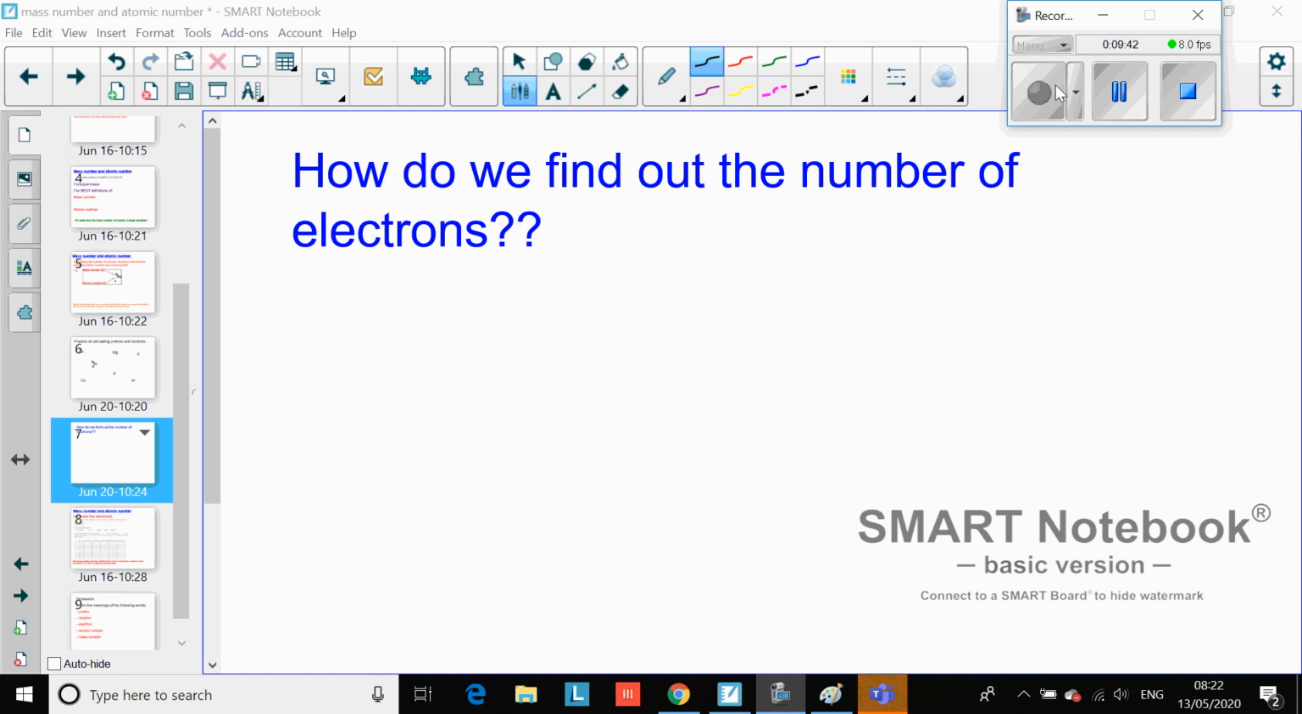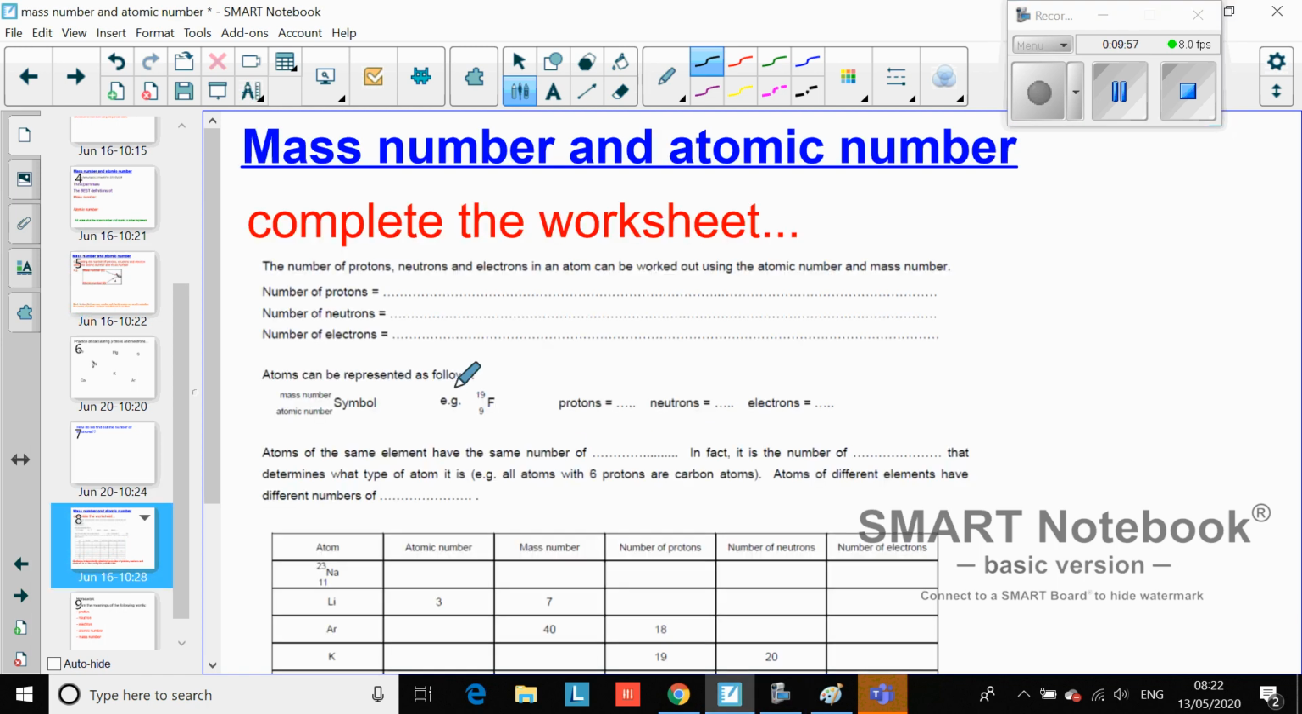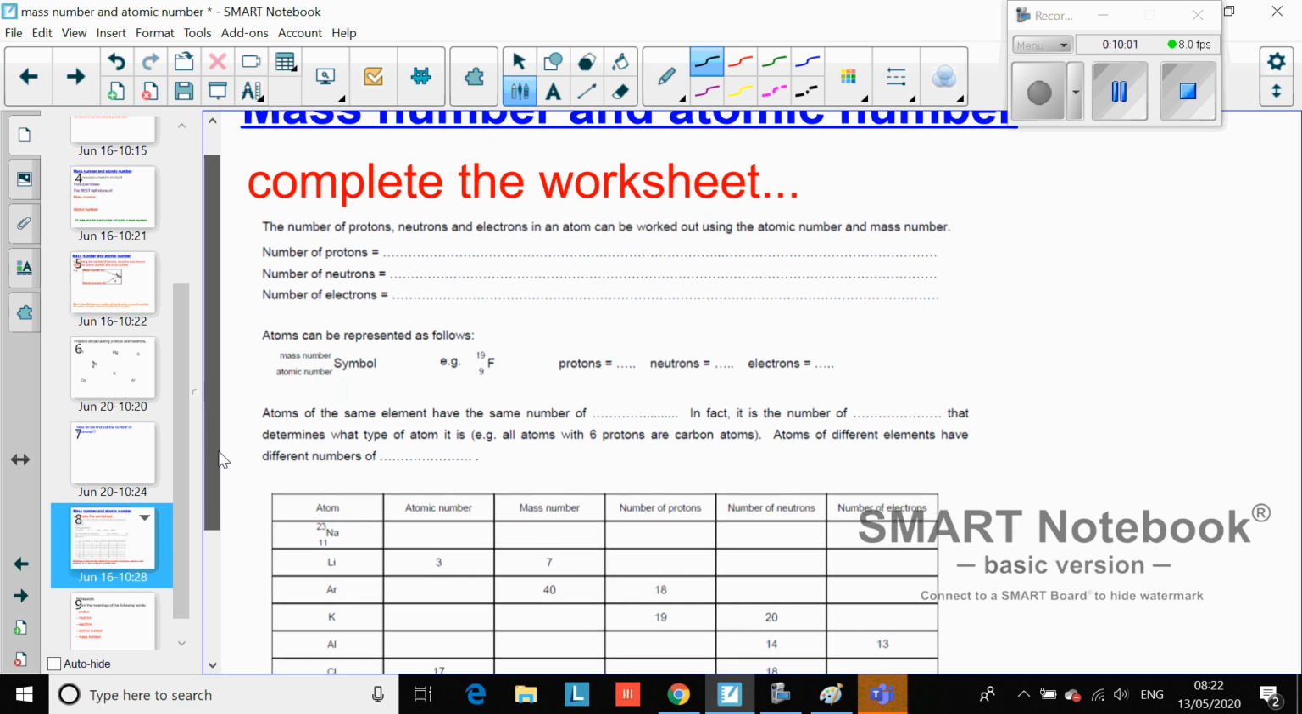Okay, welcome back. Now, we touched on this question, how do we find the number of electrons? I'm not going to go into great detail any more than I already have done. I'm simply going to leave you to work this out. So your next task is also an assignment, and it's the sheet that looks like this. Now, this is quite similar to last week, so it shouldn't take you too long.